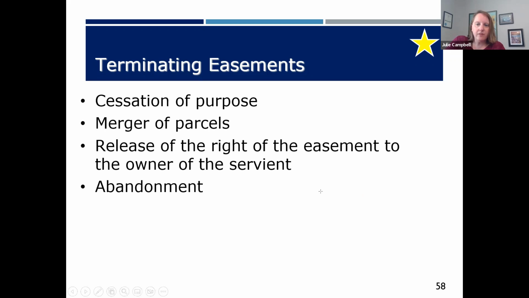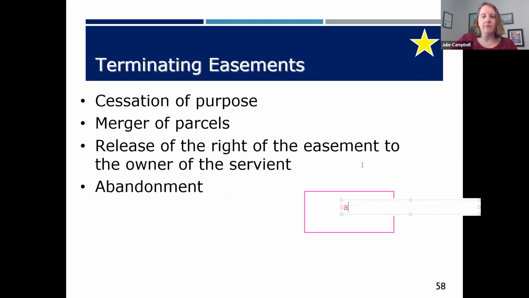Merger of the parcels, once again, tract of land, owner A, owner B. B has to have an easement to get to the road. What happens if A wakes up one day and says, you know what, I'm going to buy B? They have merged the parcels together. Do we need an easement now that it's just one owner? No, we merged, we combined. So that would terminate the easement.